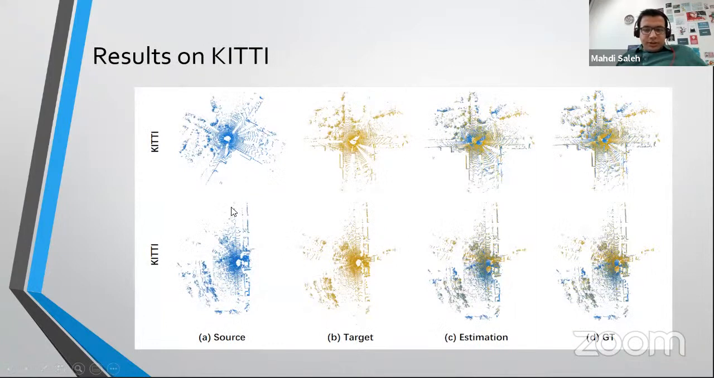And these are the results on other datasets such as autonomous driving and the KITTI dataset, where you also have a pair of point clouds and you want to register these scenes, and you also get pretty good results.